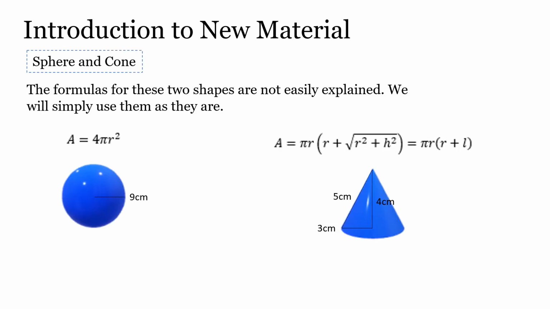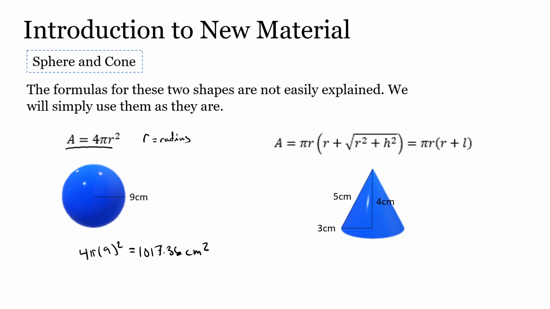All right, the last two shapes, sphere and cone, the formulas are not so easily explained, but we're going to use them as they are. The surface area of a sphere is 4 pi r squared. For example, here's my radius. Remember, r equals radius. So this one is 4 times pi times 9 squared, and that's approximately 1,017.36 centimeters squared.